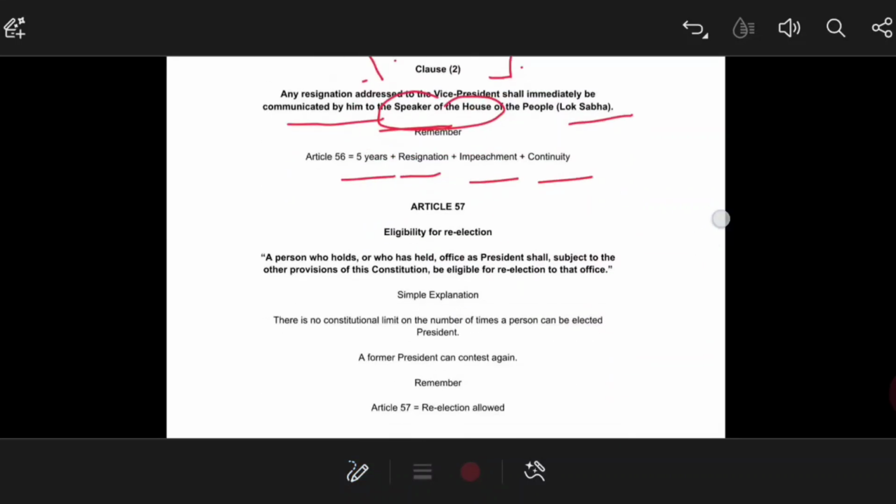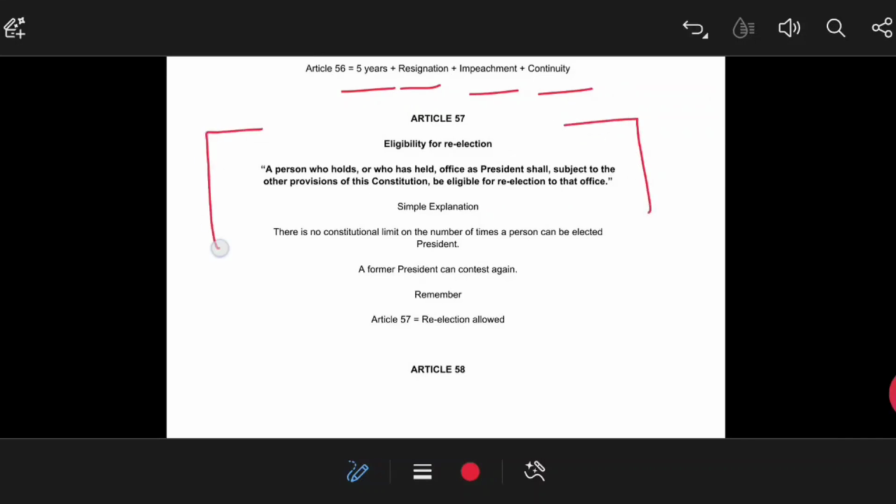Okay, article 57 is about the eligibility for re-election. You know, in the US a president can be re-elected only 2 times. That means when they are elected once, they can again contest the election and get elected. After that they can't contest the election to get elected as president. But in India there is no limitation.